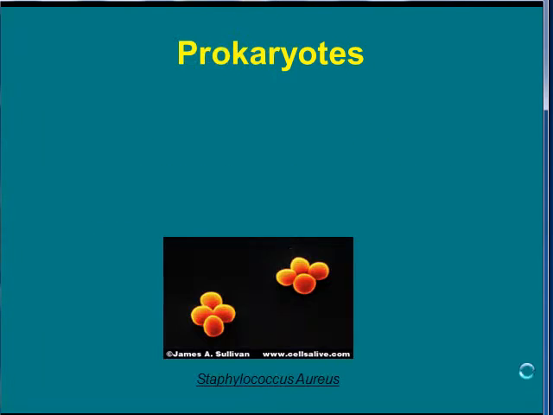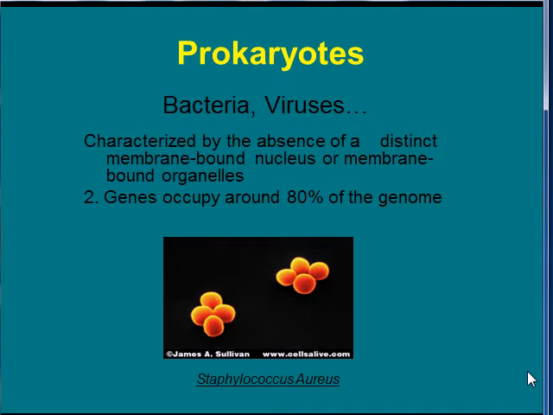Okay, another form of life is the prokaryotes. Now, the prokaryotes are your bacteria and your viruses. In the eukaryotes, the genes are just a small part of the total genome. A genome is the entire DNA for an organism. Prokaryotes are different. If you look at this, the genes occupy about 80% of the genome. And so they don't have a distinct membrane. And that's how viruses work. When you get a virus, it's going to use your genetic material to replicate.